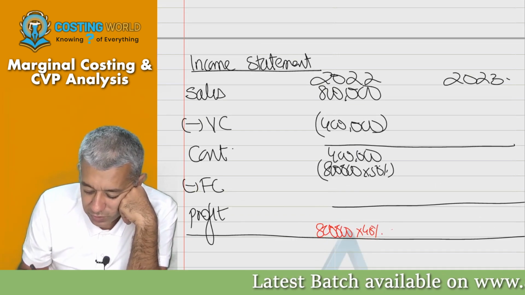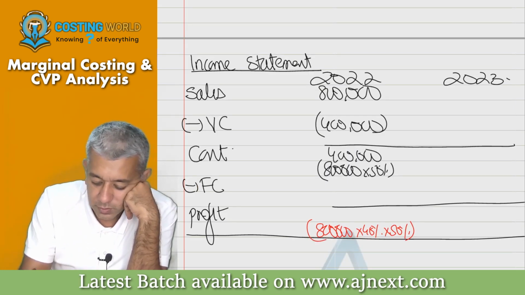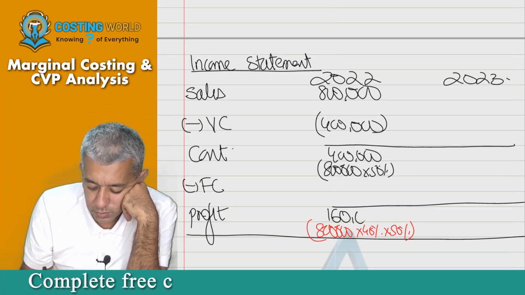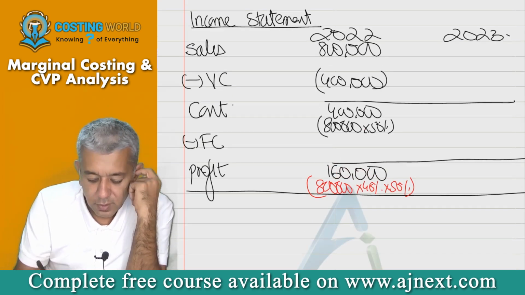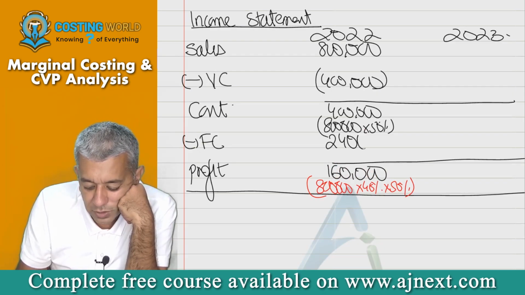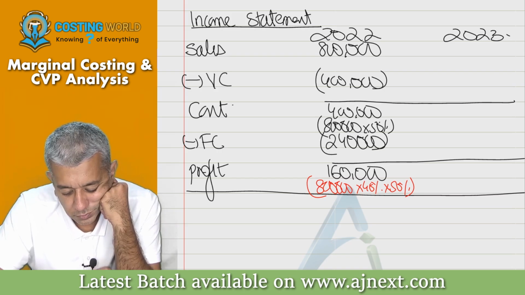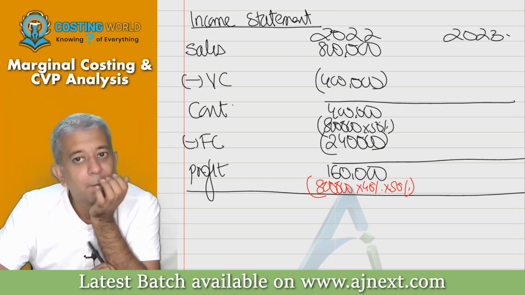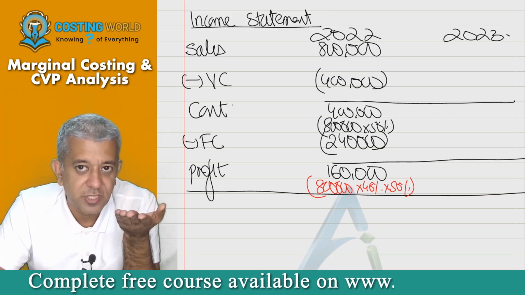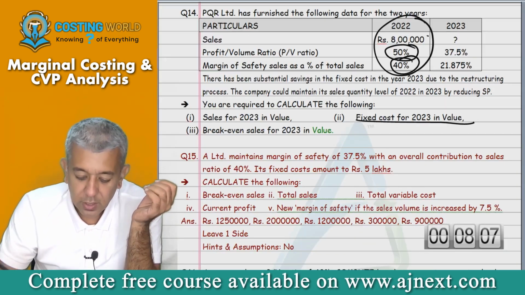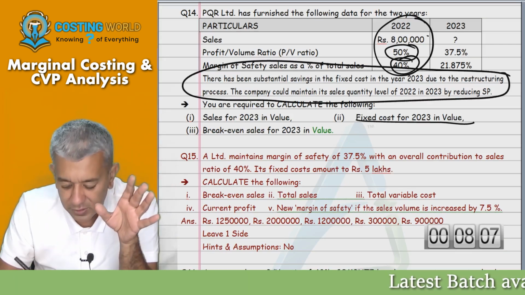So margin of safety into 50% will give you profit. So fixed cost should be your balancing figure, 2,40,000. Now try. I have honestly done 50% of your work because you did not do it. Now read these 2 lines only, boss, and remember your basics.